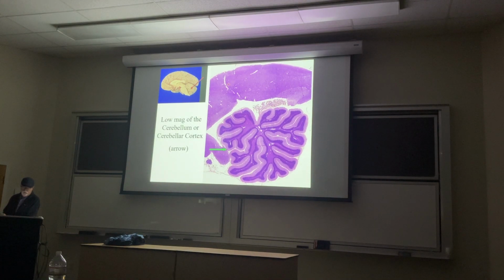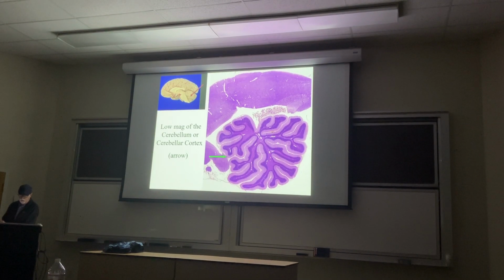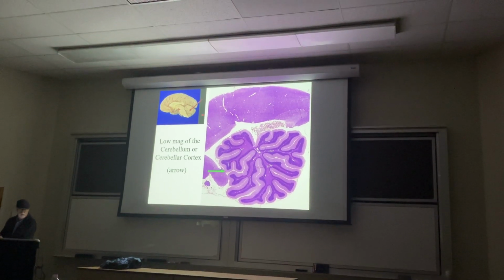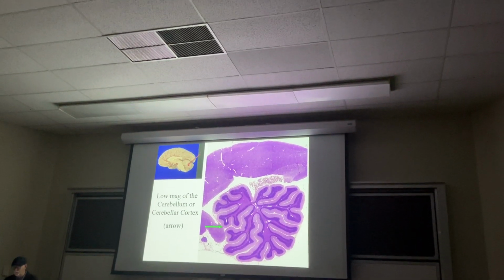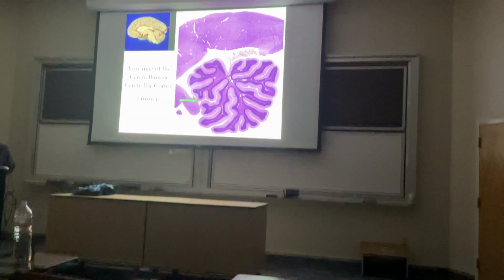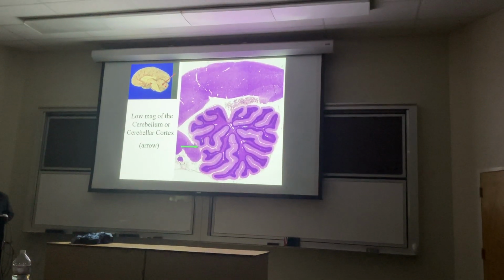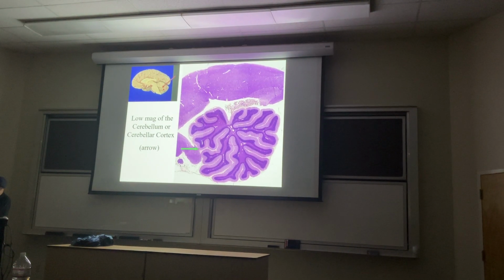This is part of the cerebrum up here, so let's not worry about that. What we're looking at down here is the cerebellum. This is what it looks like. Looking at the cerebellum, this white matter pattern that you see here, that's called the arbor vitae. That is the tree of life, because it looks a little bit like a tree.